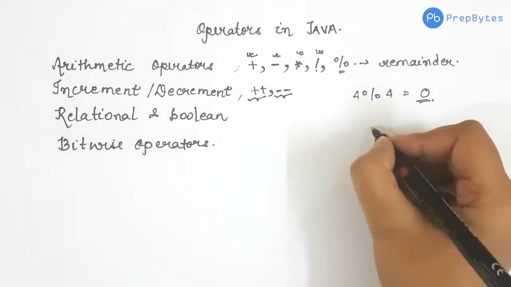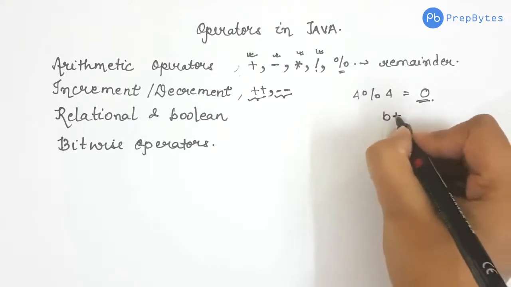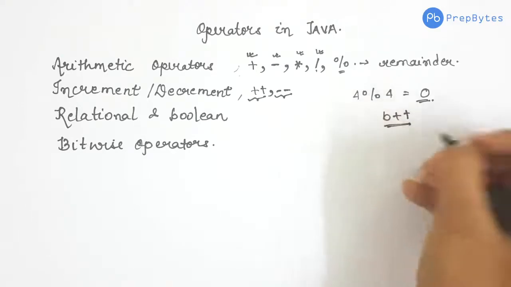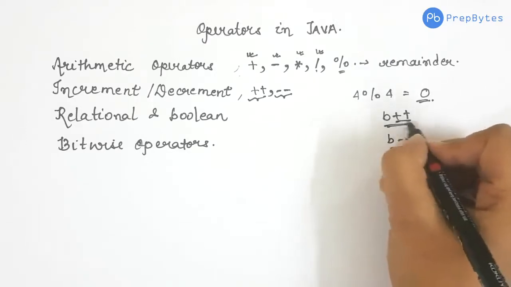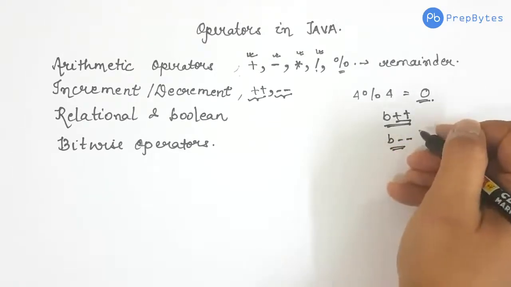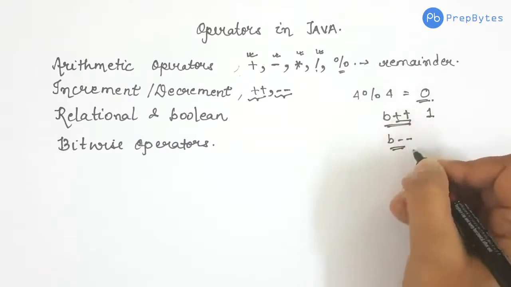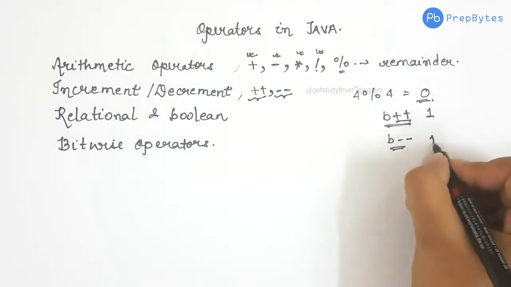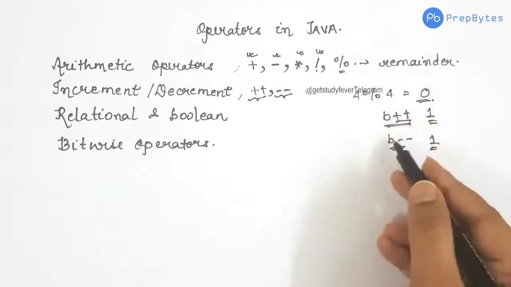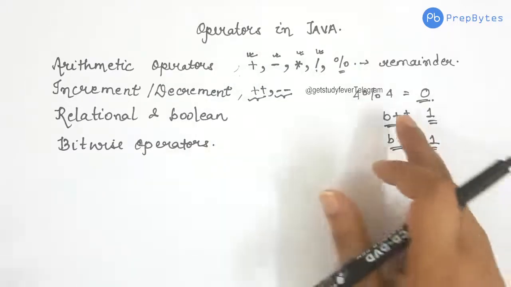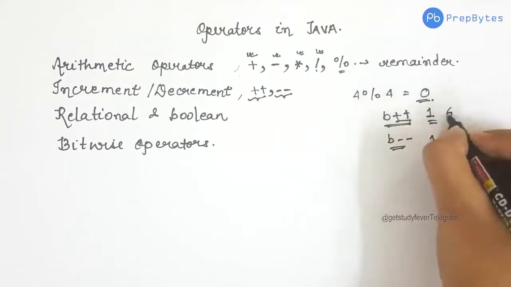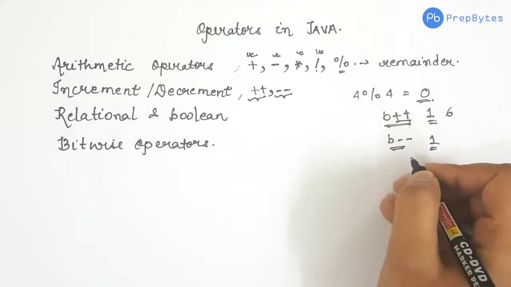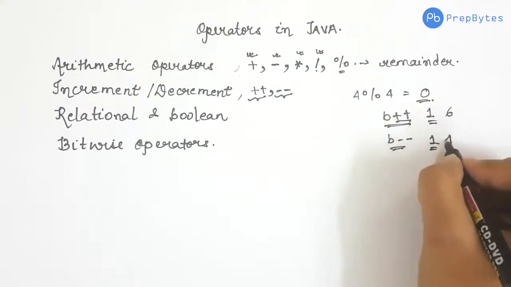Let's say I have a variable b. If I do b plus plus, this is increment. If I do b minus minus, this is decrement. This plus plus increments the value by 1 and this minus minus decrements the value by 1. So if let's say my b is 5, then this b plus plus will change the value of b to 6. And this b minus minus will change the value of b to 4.